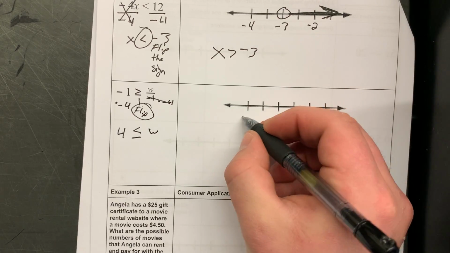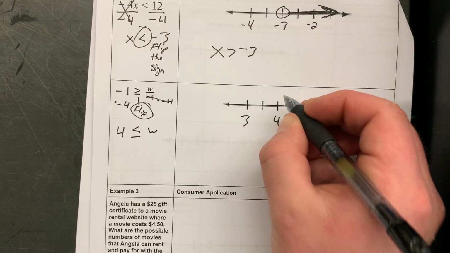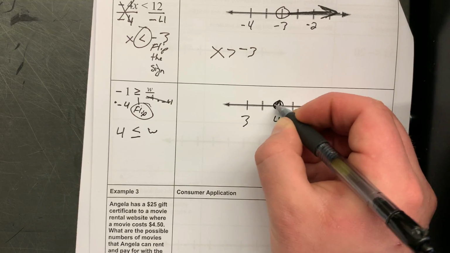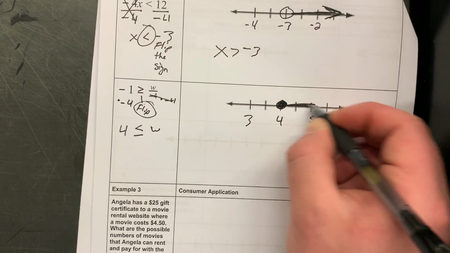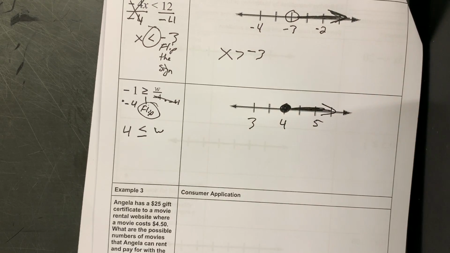We have 4, we have 3, 5. Our circle's filled in. W is larger than 4, greater than or equal to 4. That's why I have a filled in circle. That's why it's going to the right.